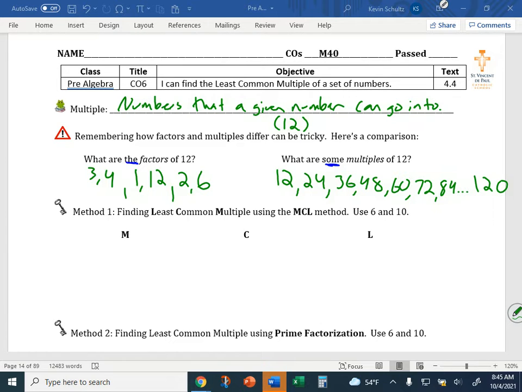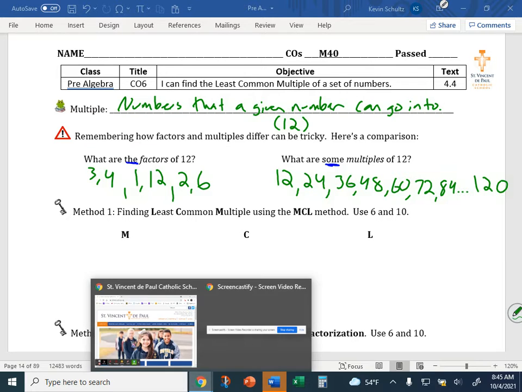Okay? What are multiples of 5? 10, 15, 20, 25, 30. What are multiples of 7? 14, 21, 28, 49. Okay? So when we're asking for least common multiple, we're looking for the smallest number that two numbers can both go into. Okay? So let's use 6 and 10.